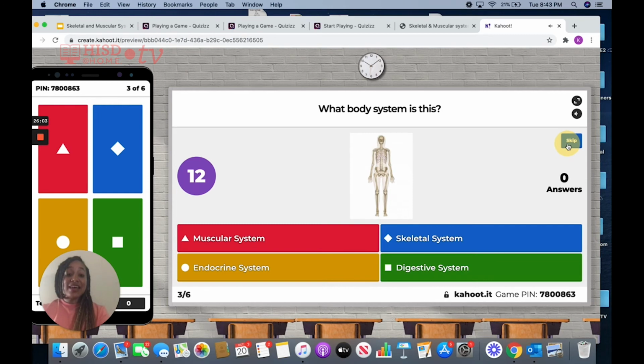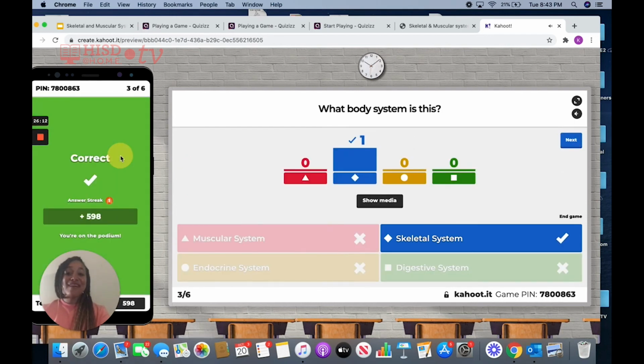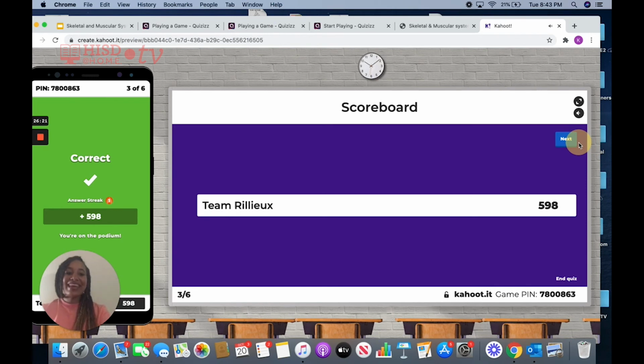You think it's the muscular system? Are you sure? No, you think it's the skeletal system? I think it's the skeletal system too. Very good. This is our third question correct, but at least this time I got it in on time. Yes, we finally got our points that we deserved.